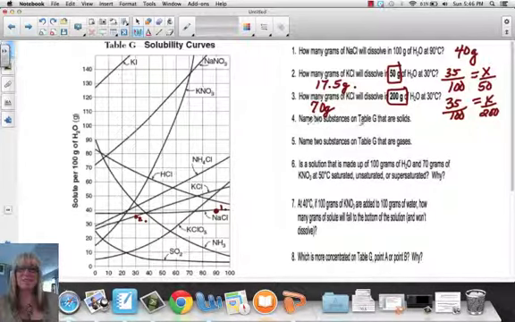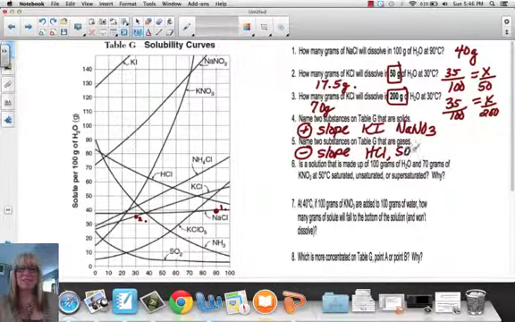Name two substances on table G that are solids. So we're looking for a positive slope. So anything that has a positive slope. So we could say KI, we can say NaNO3, anything that's going upward. There's lots of them. Name two substances that are gases. We want a negative slope. So anything that's going down, like HCl or SO2. And there's only one more, so we might as well put it, NH3.